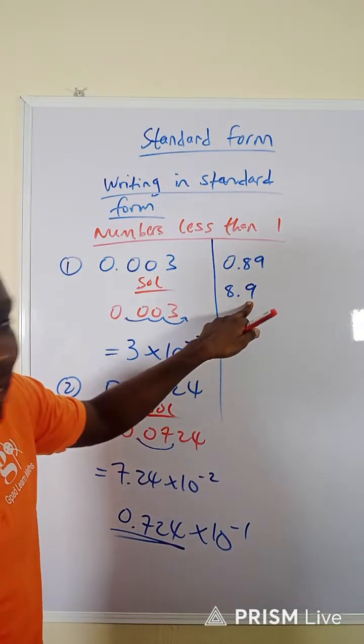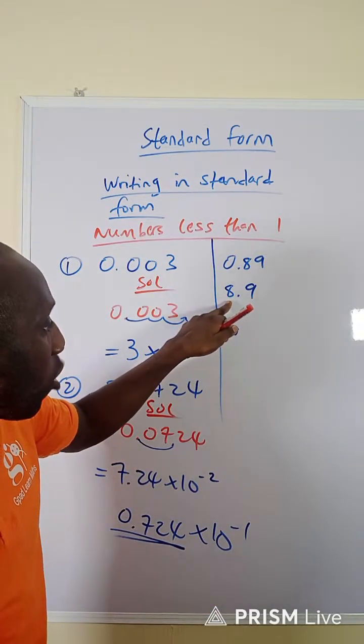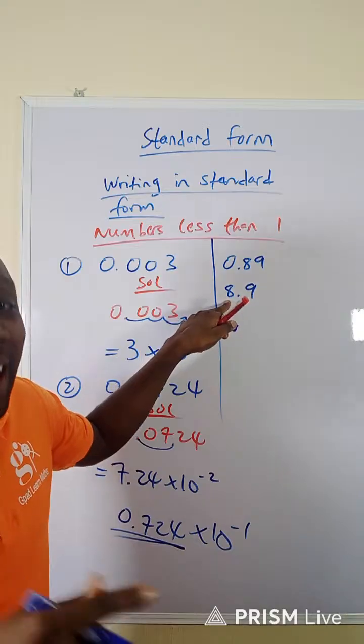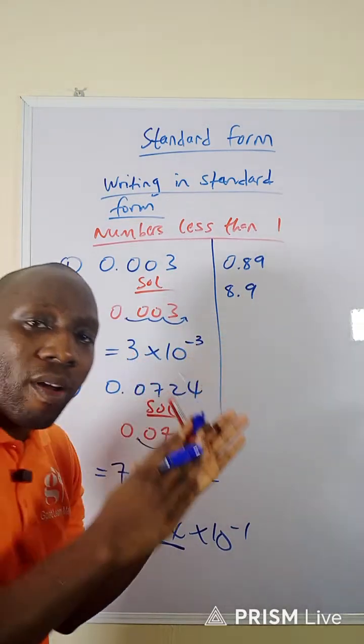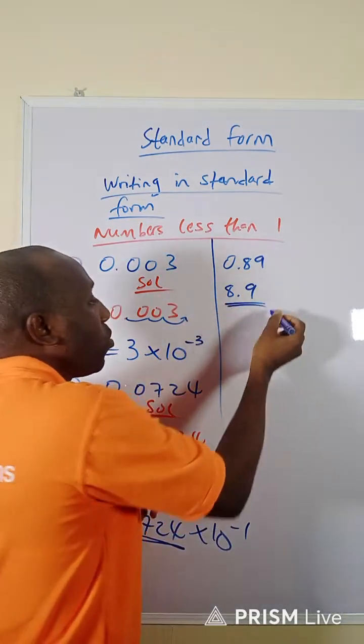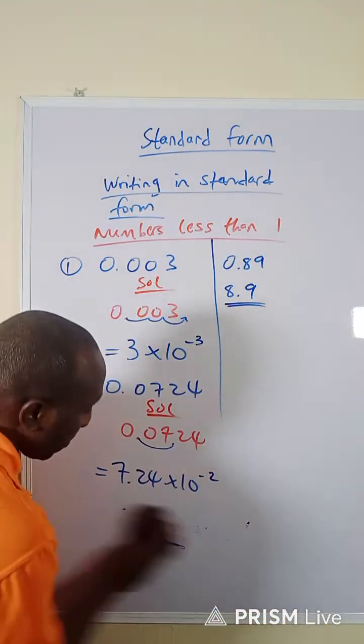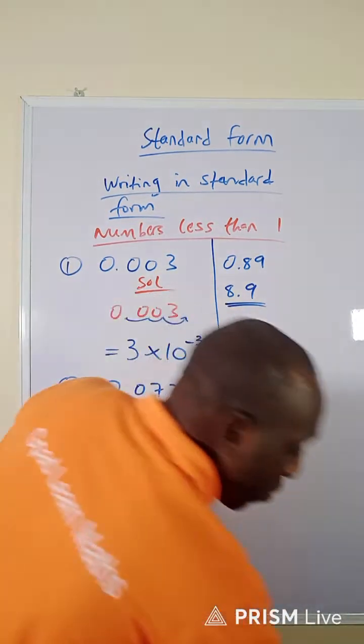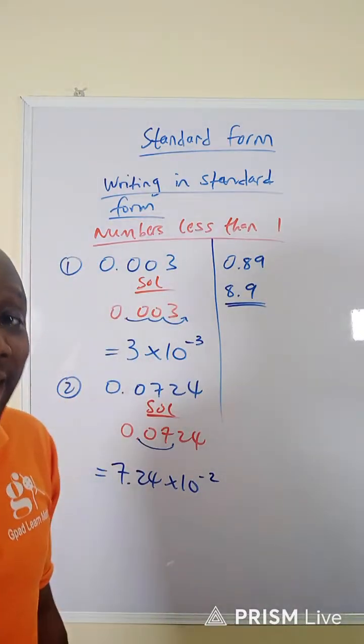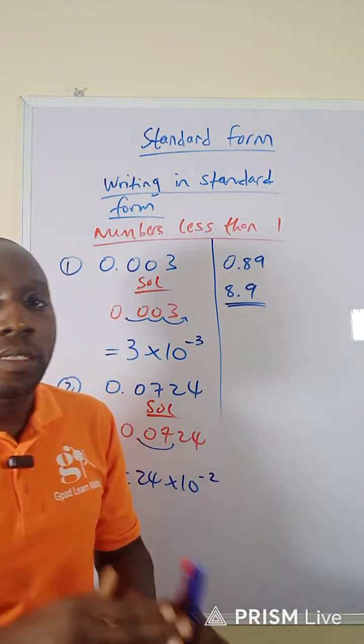This is the whole number, this is the decimal part, right? So the whole number part must have just a single digit. Essentially, it's saying it has to be between 1 and 10. 8.9 is between 1 and 10, so the answer is this one and not these others. All right? So this is how you write numbers that are less than 1 in standard form.